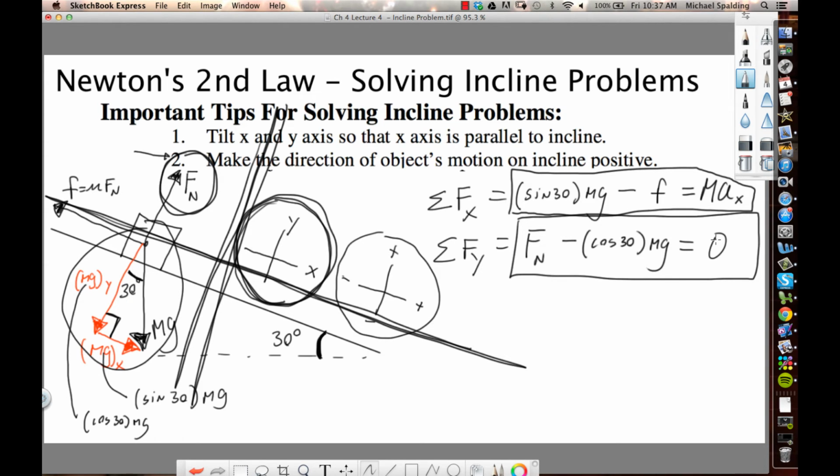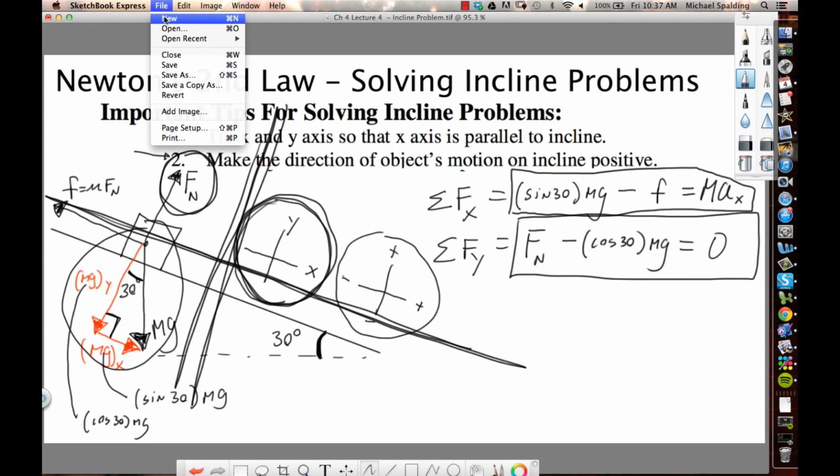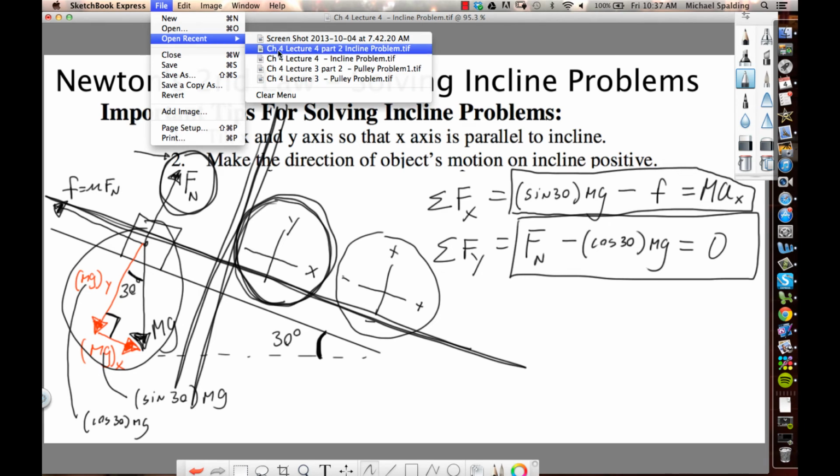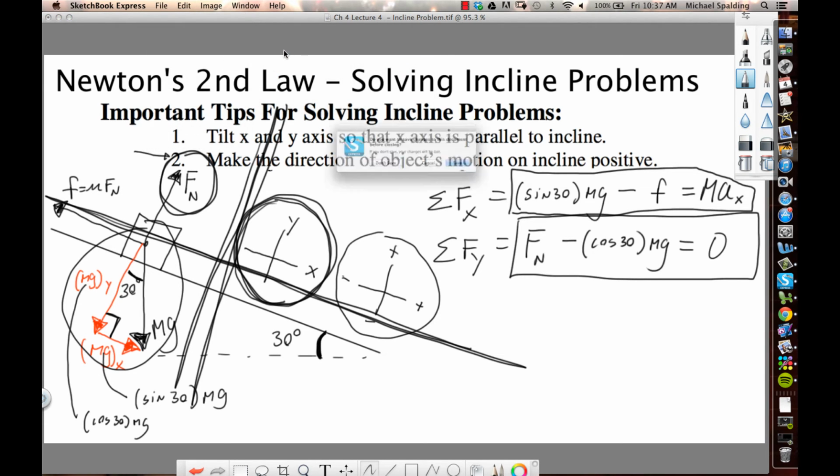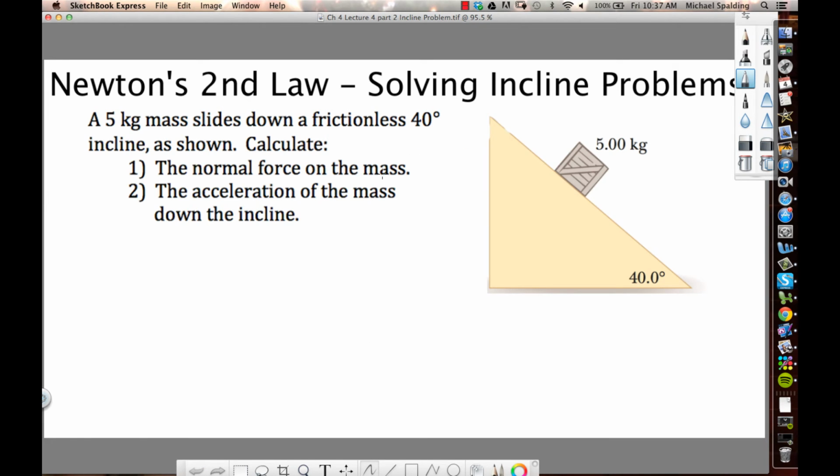All right? So let's try one. Any questions? So let's try one here. Incline part 2. Okay, so here's exactly what we just did, but since it's our first incline problem, no friction. The incline is frictionless. Instead of 30 degrees, it's 40 degrees. You're finding two things. What's the normal force on the mass, and what's the acceleration of the mass?